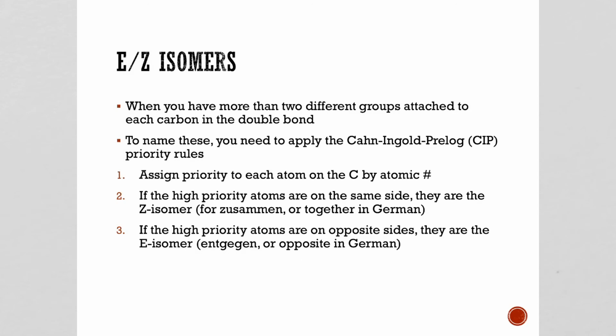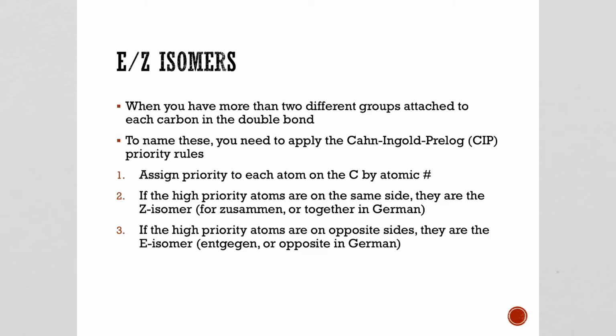Sometimes you have more than just two different groups attached to each carbon in the double bond. Then you have to name them as E/Z isomers. To name them, you need to apply something known as the Cahn-Ingold-Prelog priority rules, or CIP rules. It's named after the scientists that came up with the naming system.